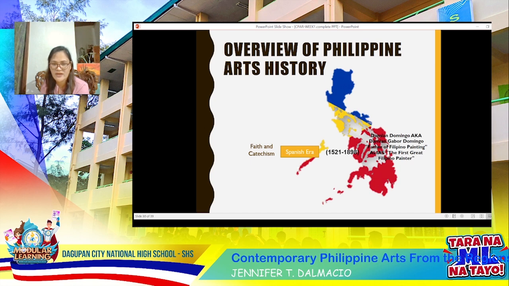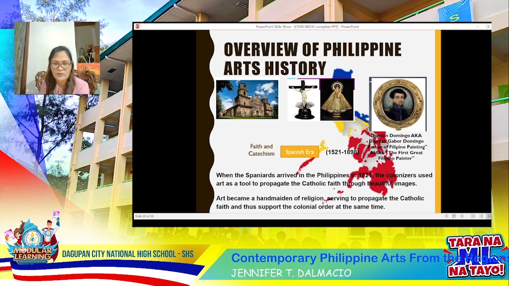We also have the Spanish era, or the rise of the faith and catechism. When the Spaniards arrived in the Philippines in 1521, the colonizers used art as a tool to propagate the Catholic faith through beautiful images. Art became a handmaiden of religion, serving to propagate the Catholic faith and thus support the colonial order at the same time. Here we have Damian Domingo, also known as the father of Filipino painting, because he is the first Filipino to paint his self-portrait.